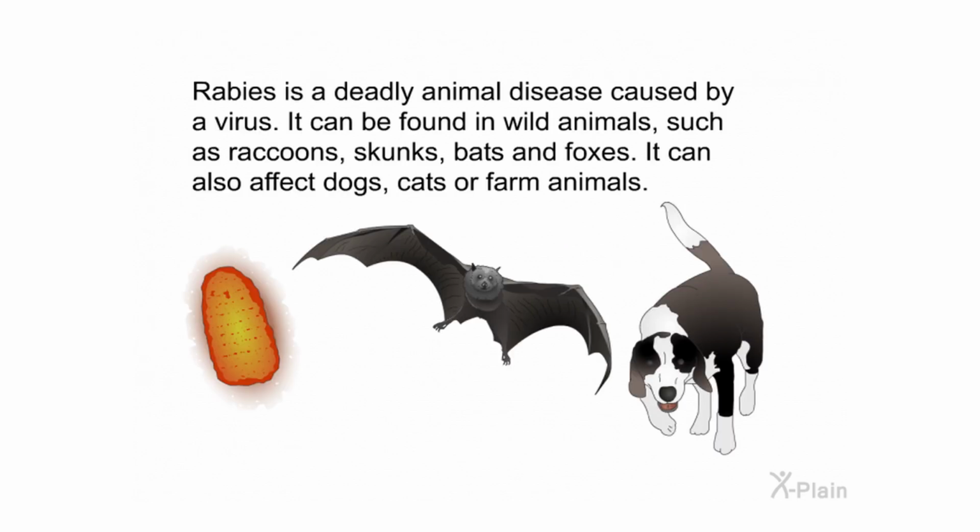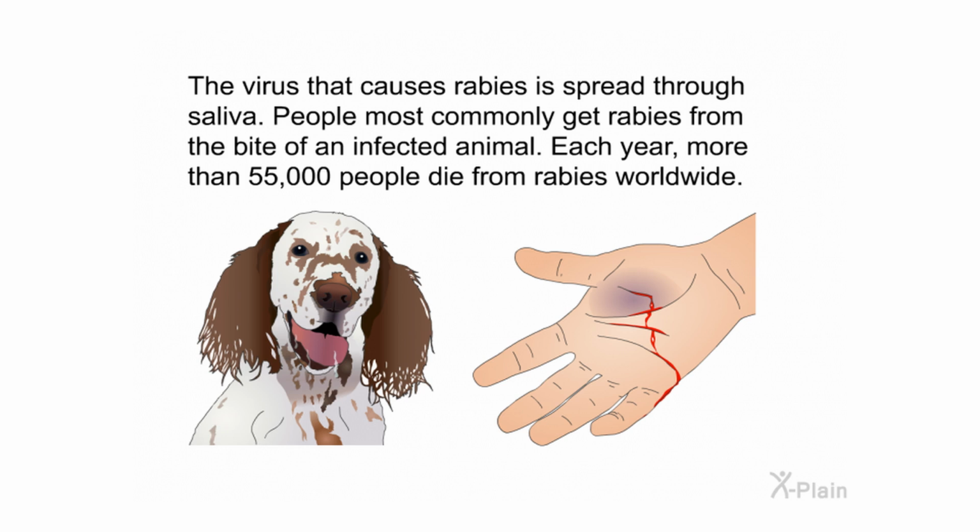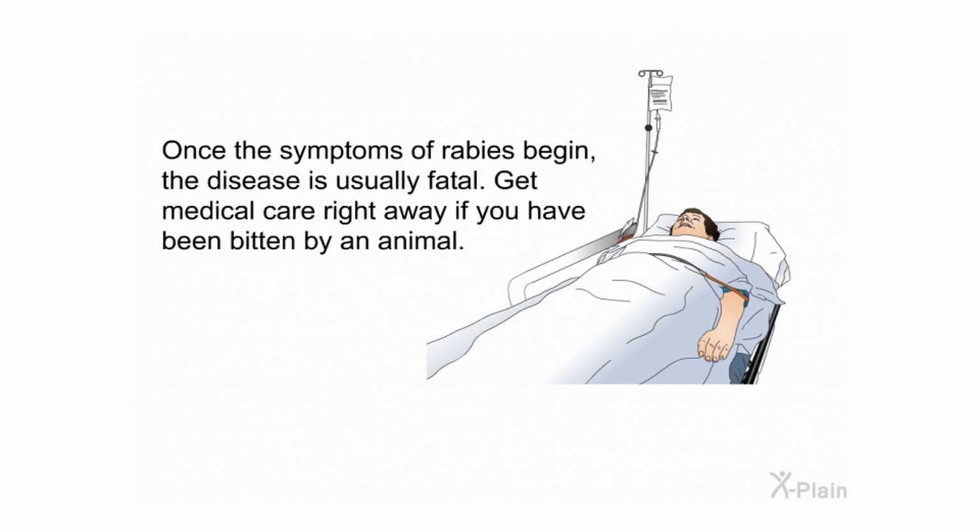Summary. Rabies is a deadly animal disease caused by a virus. It can be found in wild animals such as raccoons, skunks, bats, and foxes. It can also affect dogs, cats, or farm animals. The virus that causes rabies is spread through saliva. People most commonly get rabies from the bite of an infected animal. Each year, more than 55,000 people die from rabies worldwide. Once the symptoms of rabies begin, the disease is usually fatal.